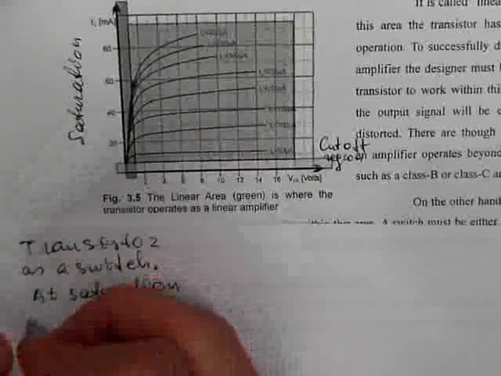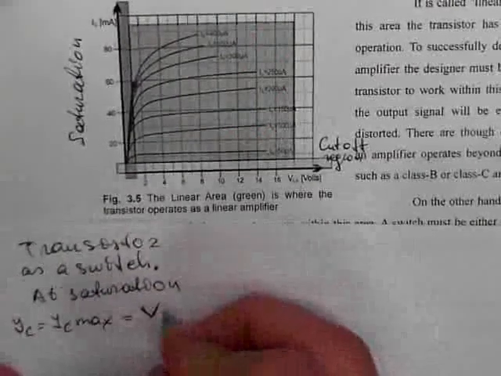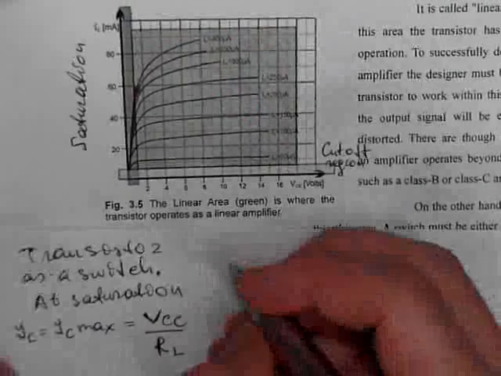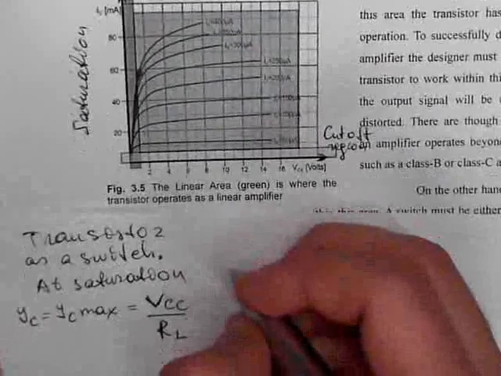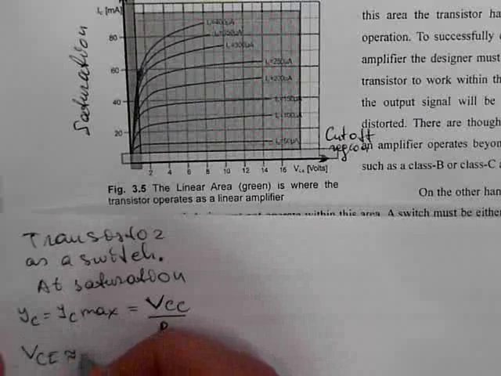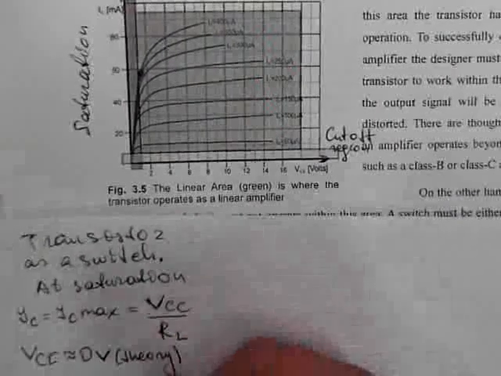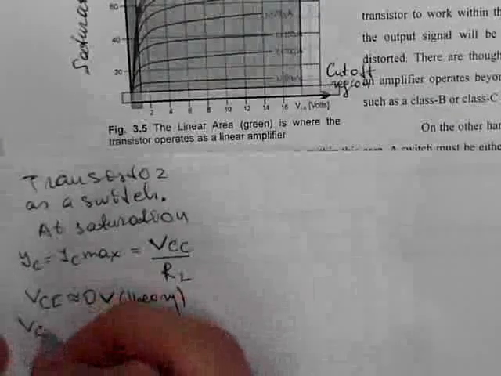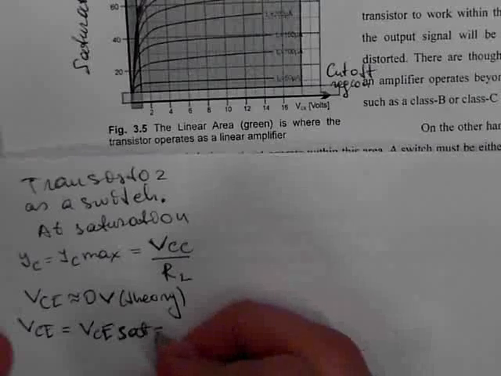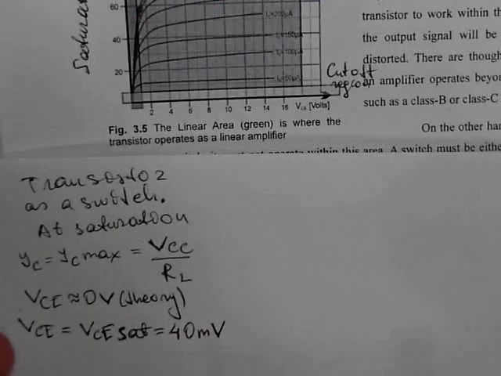So at saturation, IC is equal to IC max, and it is equal to VCC divided by RL. So it is like previously. And also VCE is 0 volts, theoretically. Now in practice, what happens? In practice, this VCE is equal to VCE saturation, VCE SAT. This is low voltage. In our lab works, we could get 40 millivolts, so it is close to 0 in theory.